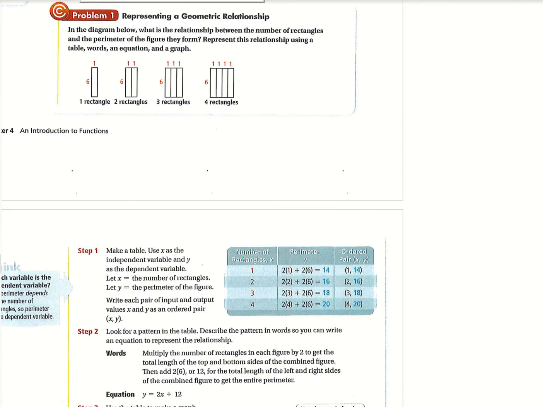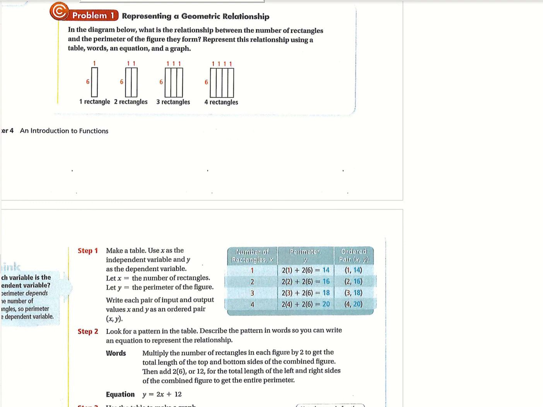So problem one, they have representing a geometric relationship. They've got a bunch of rectangles here. It says in the diagram below, what is the relationship between the number of rectangles and the perimeter of the figure they form? Represent this relationship using a table, words, an equation, and a graph. So it asks you to represent it 4 different ways.